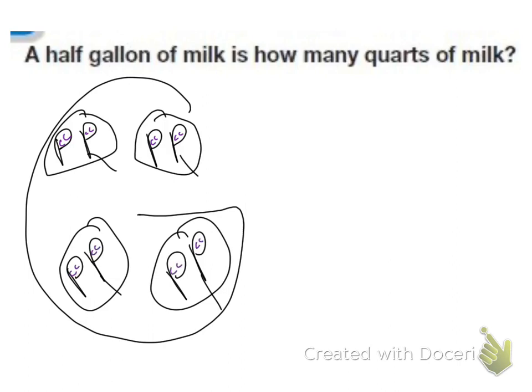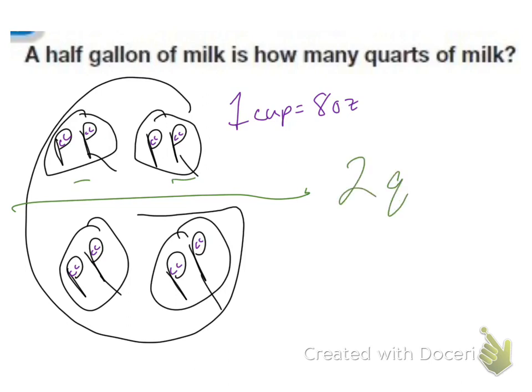And then 1 cup equals 8 ounces. Okay, so if we want to look at a half a gallon, so a half a gallon of milk is the same as 2 quarts. Okay, and that would be my answer.